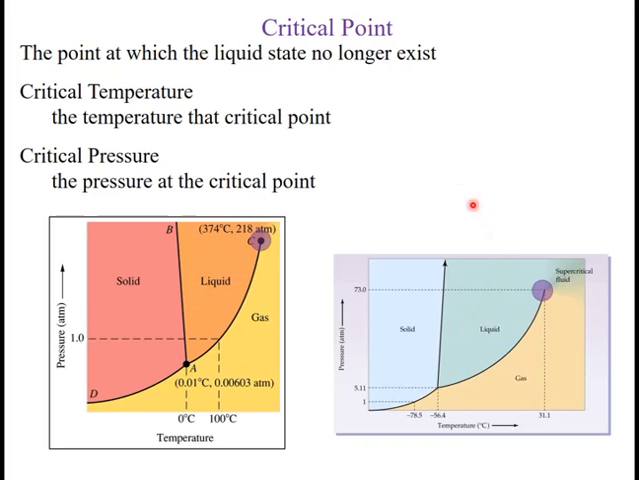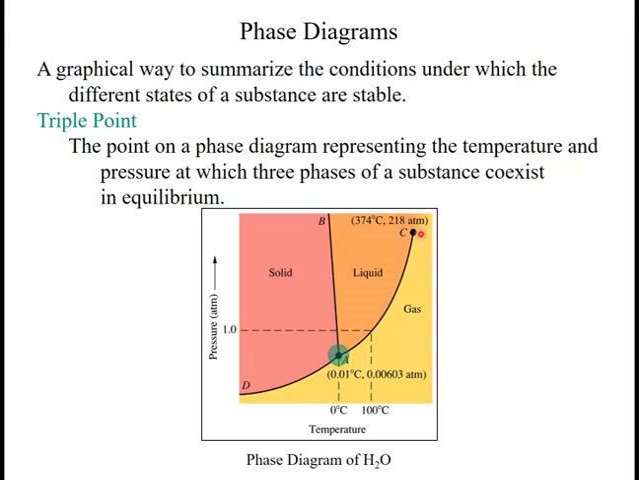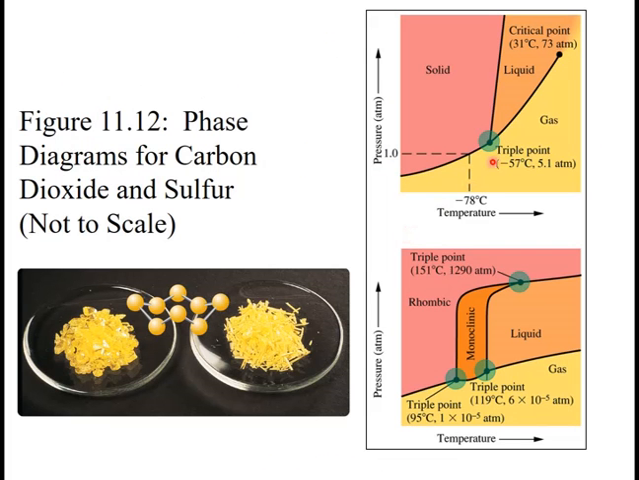The critical point is the point at which a liquid state no longer exists. Okay, so in water, that's at 374 degrees Celsius and 218 atmospheres. That's right here. For carbon dioxide, it's 31 degrees Celsius and 73 atmospheres. This one's a fairly common one to take to supercritical because that's very doable conditions.